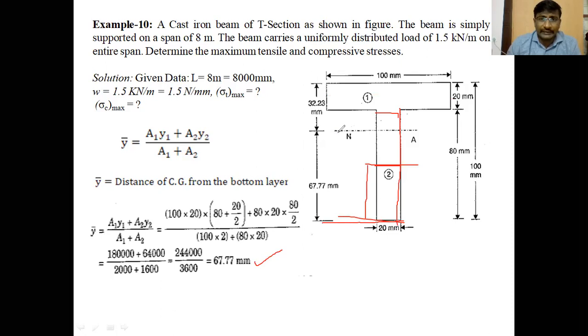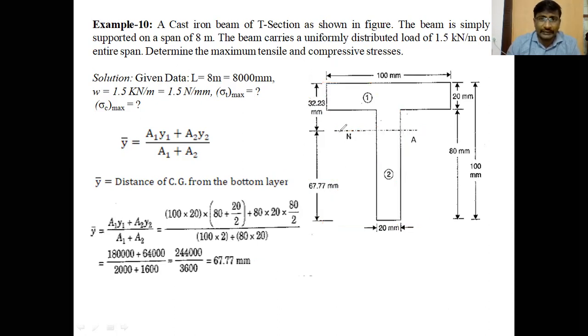That is, Y bar, the distance of the neutral axis or centroidal axis from the bottom layer, is 67.77 mm. So the bottommost layer distance from the neutral axis is also 67.77 itself. And the topmost layer distance from the neutral axis is the remaining distance, 100 minus 67.77, that is 32.23 mm from the neutral axis to the top layer.